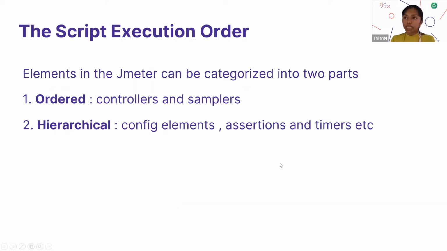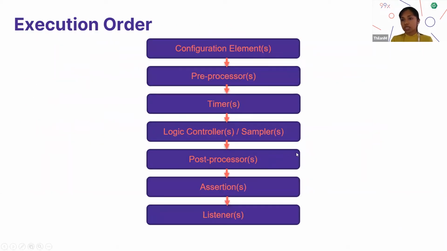When it comes to JMeter test execution, the execution order is really important because it helps you understand the timeline of the events and how your test behaves. In JMeter, there are two different kinds of elements which are ordered and hierarchical. Normally, controllers and samplers are considered ordered elements, and those elements get executed according to the order they appear in the test. All the other elements are considered hierarchical, which are config elements, assertions, timers, processors, and listeners. When both ordered and hierarchical elements are present in a test plan, it follows an execution order.